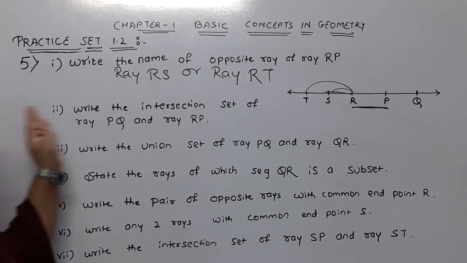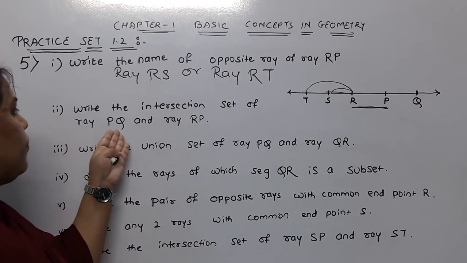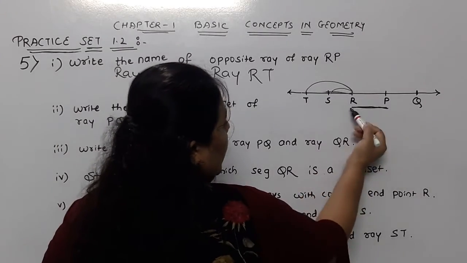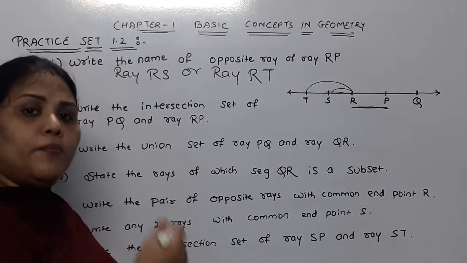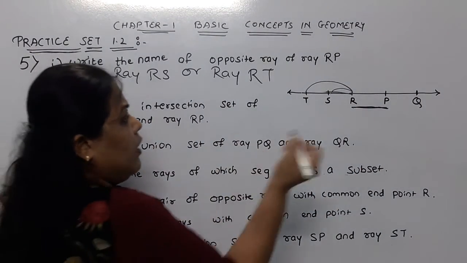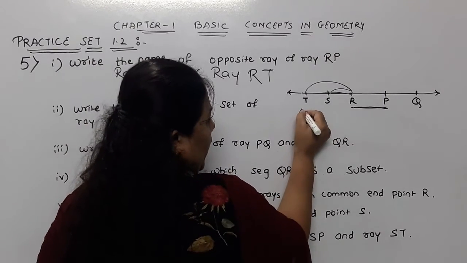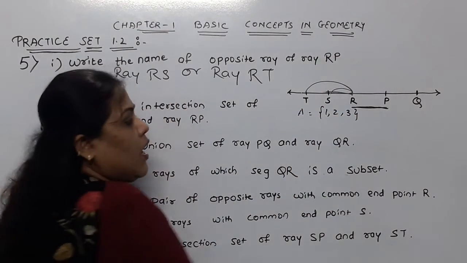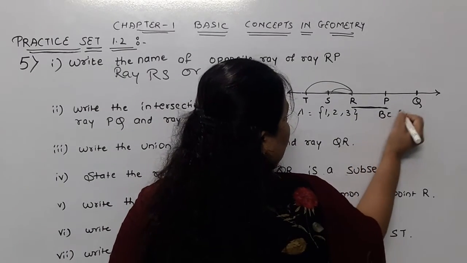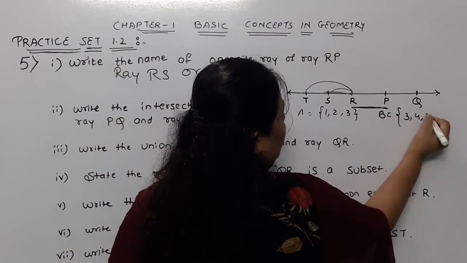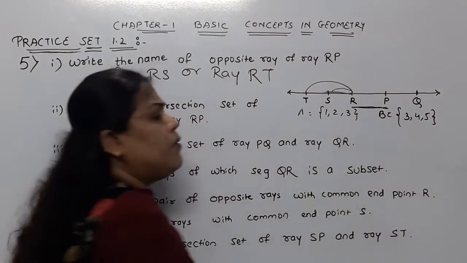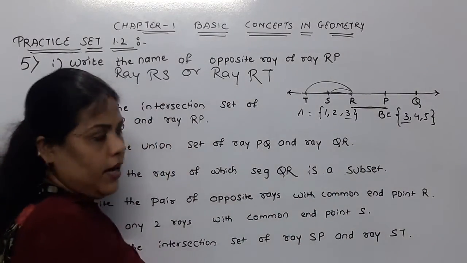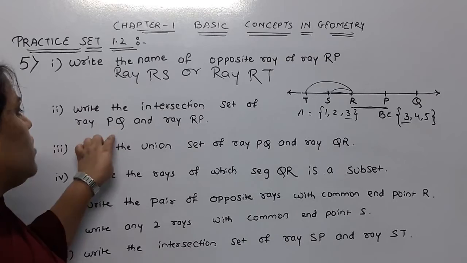Now see the second one. Write the intersection set of PQ and RP. Now see here, it is PQ and RP. Now if we compare it with sets, in set A you have 1, 2, 3 elements, and in set B you have 3, 4, 5. Then what will be the intersection of A and B? It is 3. Right?